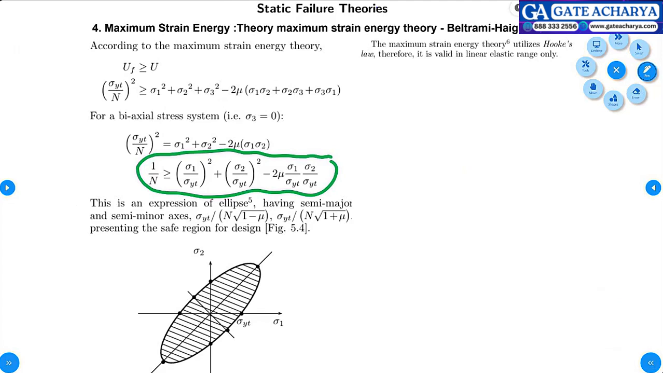You are plotting sigma 1 on the x-axis and sigma 2 on the y-axis. So this is the major axis, this is the minor axis, and these are the lengths of the major axis and the minor axis. Because Poisson's effect has come into the picture, strain will also come into the picture. Since you are using stress as well as strain, this is applied only under the Hooke's region. Beyond this, this theory cannot be applied.